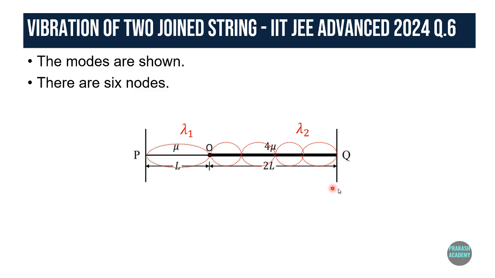How many total nodes do I have? 1, 2, 3, 4, 5, 6. So including this node and this node, we have a total of 6 nodes. So that was one option.